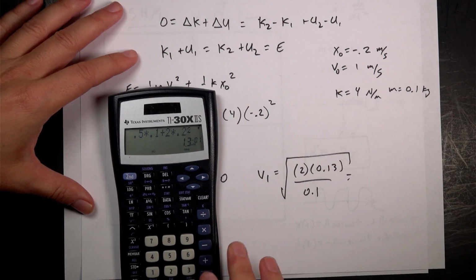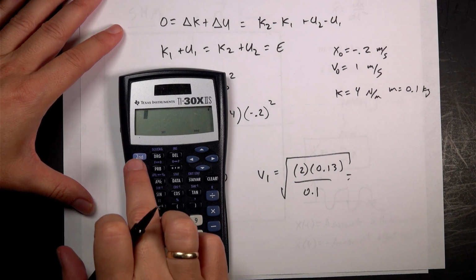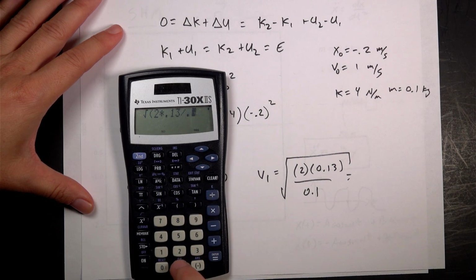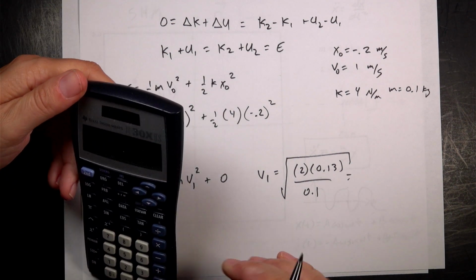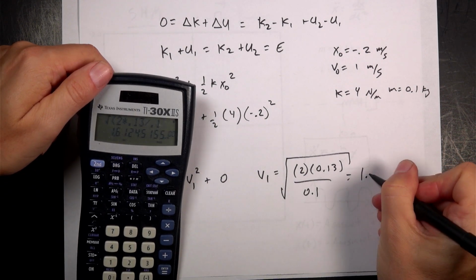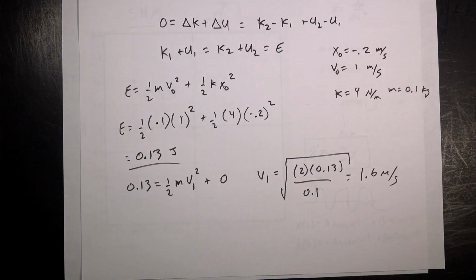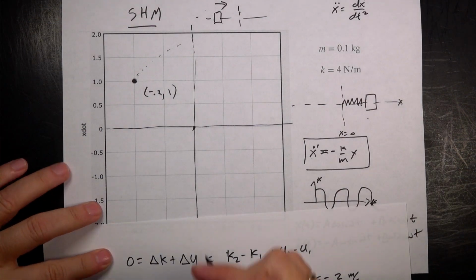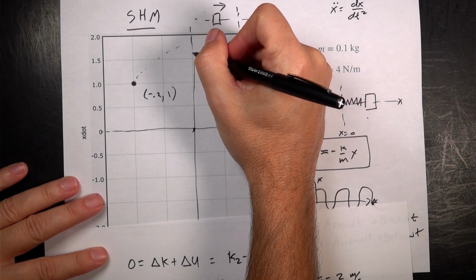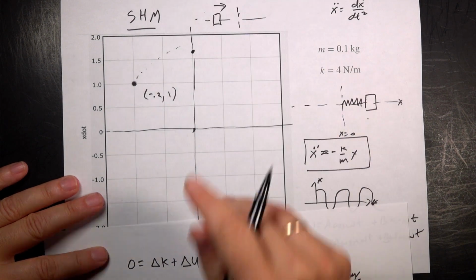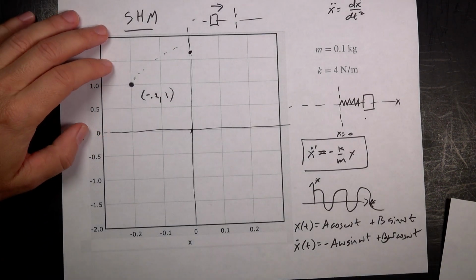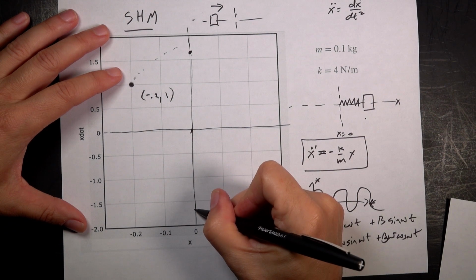Okay, so what do I get right there? Clear. I get the square root of 2 times 0.13 divided by 0.1, and I get 1.6 meters per second. So if I go over here, I know that at x equals 0, I get a speed of 1.6. So this is 1.5, somewhere right about there. Now, I'm actually taking the square root, so this is plus or minus. So when it comes back down around here, it's going to be at negative 1.6 right down there.